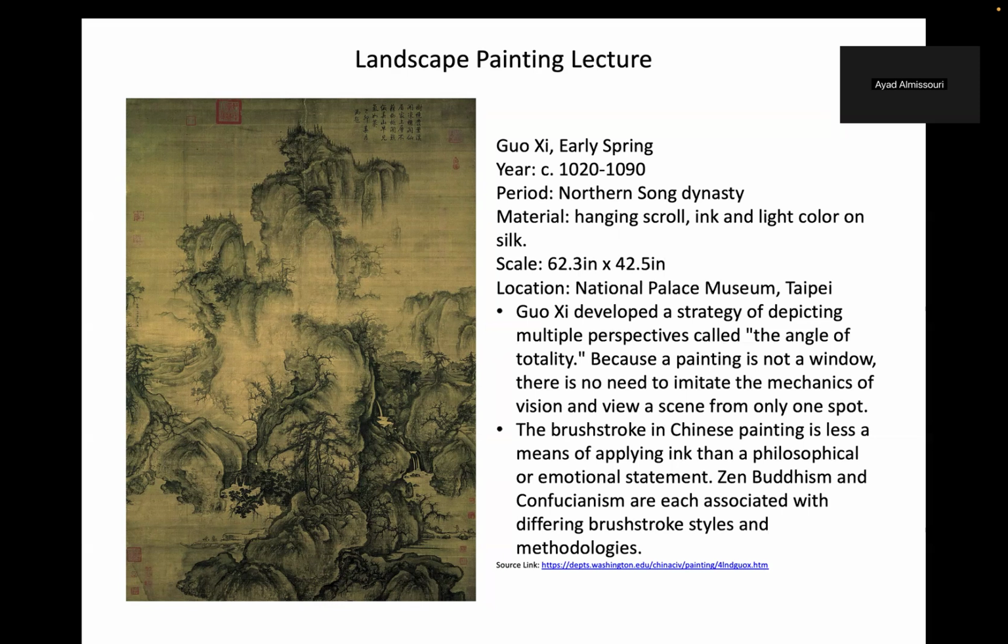But Guo Xi developed a strategy of depicting multiple perspectives called the angles of totality. Because a painting is not a window, there's no need to imitate the mechanics of vision and view a scene from a single spot. Now, this is a very different idea from the Western philosophies of linear or even atmospheric perspective. Because a brushstroke in Chinese painting is less a means of applying ink than a philosophical or emotional statement. Because Zen Buddhism and Confucianism are each associated with differing brushstroke styles and methodologies.